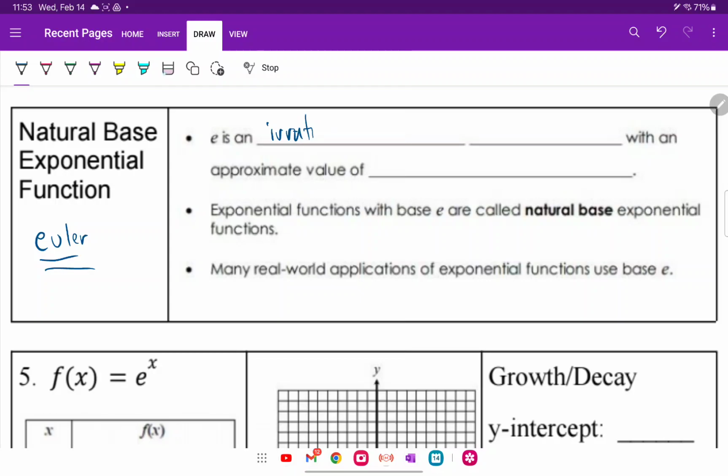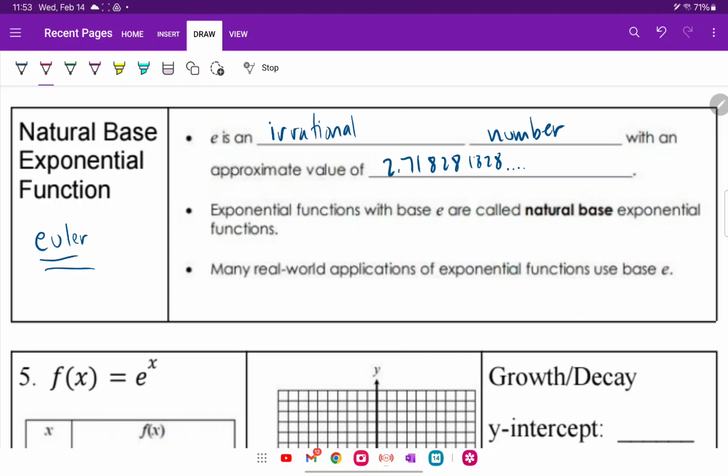Ooh, that's not nice looking. So again, E is an irrational number with an approximate value of 2.718281828, and it just keeps going on forever. The exponential functions with base E are called natural base exponential functions. Many real-world applications of exponential functions use the base E.